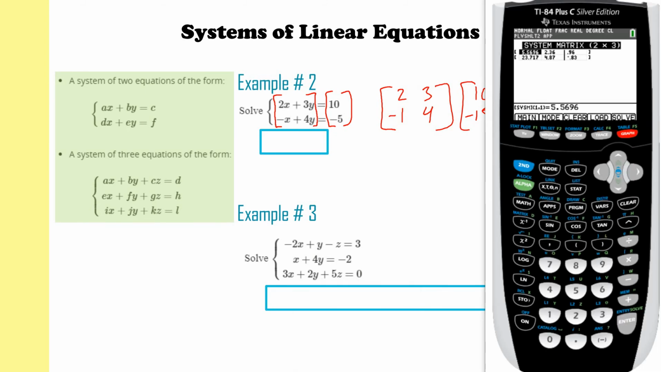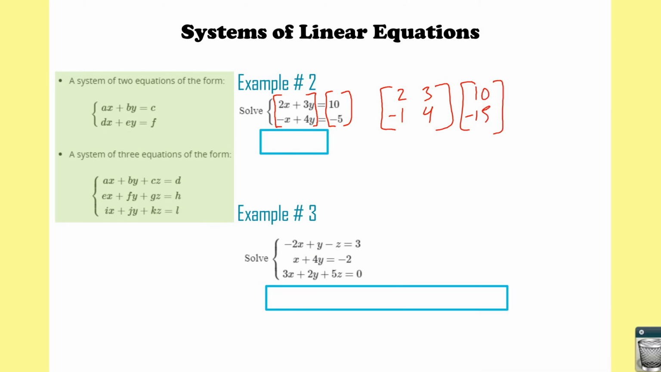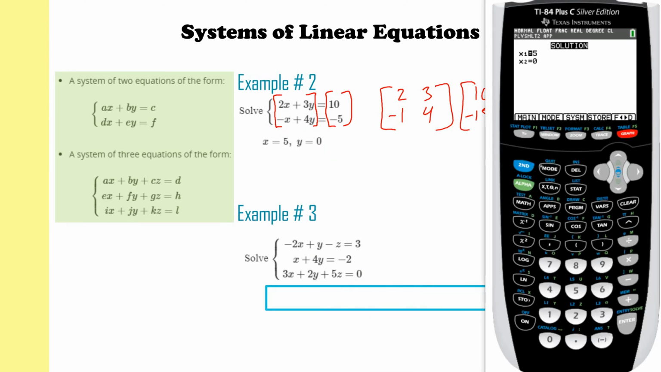So back to the calculator. So we hit 2, 3. Let's see, 10, it's going straight across. That's nice. -1, 4, -5. So you can do one equation at a time. That's what it looks like. Okay, so you got this left side and that right side. Then you hit solve. You should get 5 and 0. Check your answer. 5 and 0. Perfect.